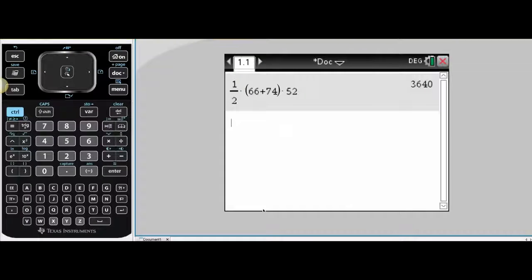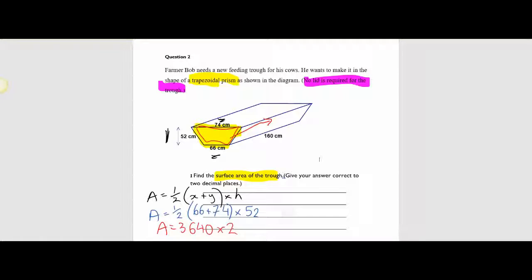So we go back here. Let's go answer times 2 equals 7,280. Okay, so we've got 7,280 for the two trapeziums. All right, I'm just going to erase a few things here because we're going to start again.